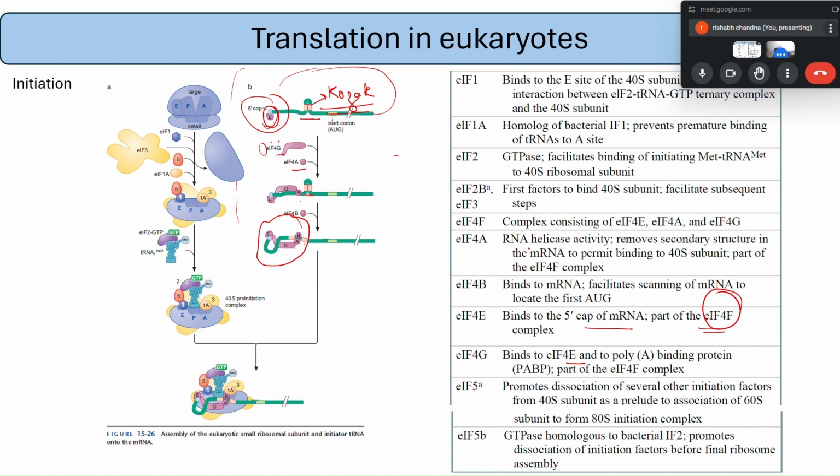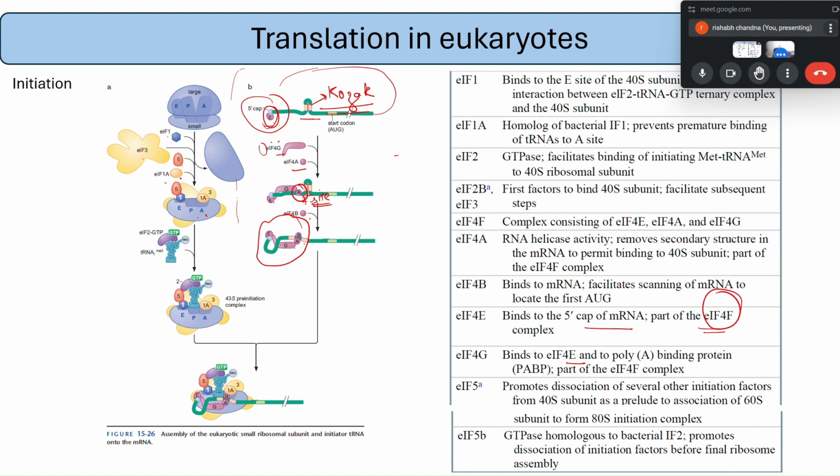Then we have the A. So this binds to the A site of the ribosome. Okay, like IF1. Then comes the B. So B helps in the binding of the 40S subunit. Okay, so simultaneously the small subunit of the ribosome binds to EIF1, EIF3, EIF5, EIF1A.